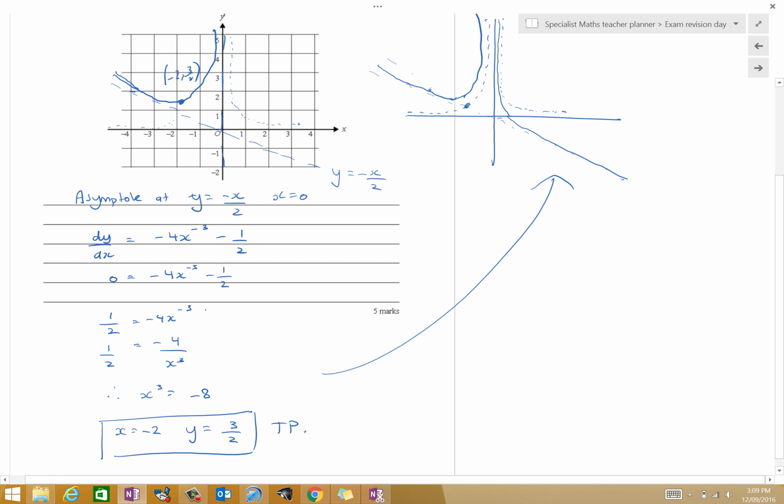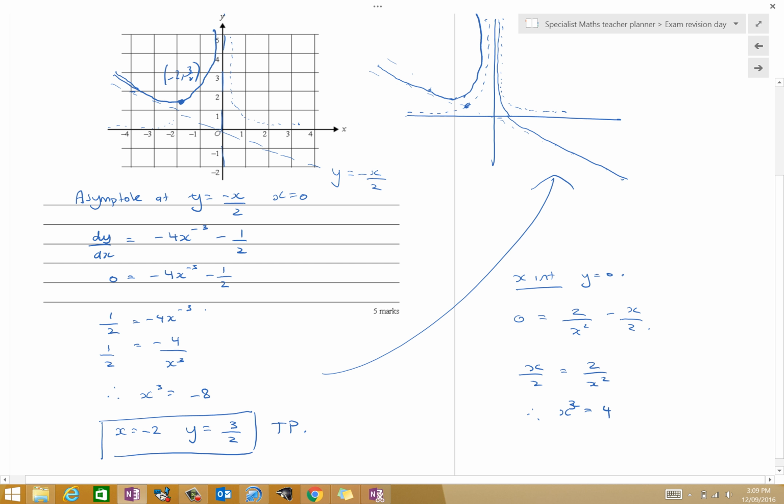Now what we're going to do is just find the x-intercept, and to do that we let y equal 0. So that's going to be 0 is equal to 2 on x squared minus x on 2. So x on 2 is equal to 2 on x squared, which is going to mean that x cubed is equal to 4.